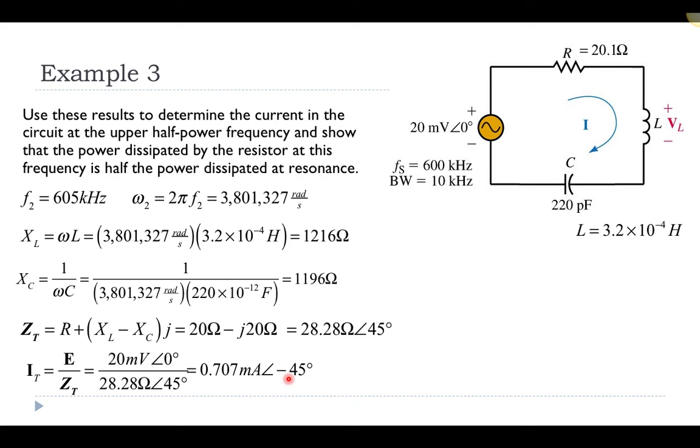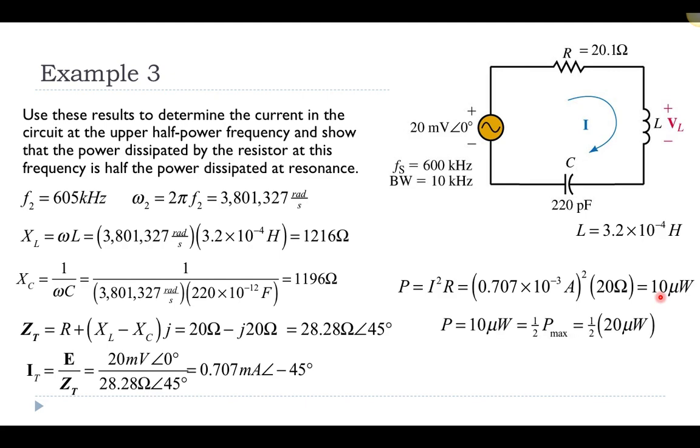I can then use that information to calculate what the power is in the circuit. The power would be the current squared times the resistance. The current has to be in amps, and the resistance is 20 ohms. When I convert everything back, I end up getting 10 times 10 to the minus 6 watts, which is 10 microwatts. And I realized that 10 microwatts is exactly half of the maximum power that we calculated earlier, because the maximum power was 20 microwatts.